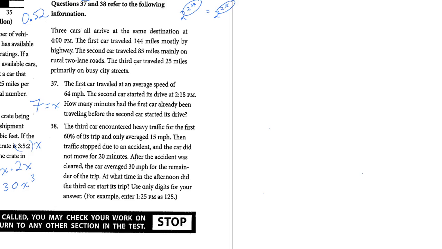Alright, so for question 38, here we have the third car encountered heavy traffic for the first 60% of the trip. So I'm just going to count it to the side here. Here we're talking about car 3. And I'm just going to keep track. So for part 1, the first part of the trip, this gives us 60% of the trip, and our speed was 15 miles per hour. Then the traffic stopped due to an accident, and the car did not move for 20 minutes. So if we think about this as a part 2, we did not move, so not moving for 20 minutes.